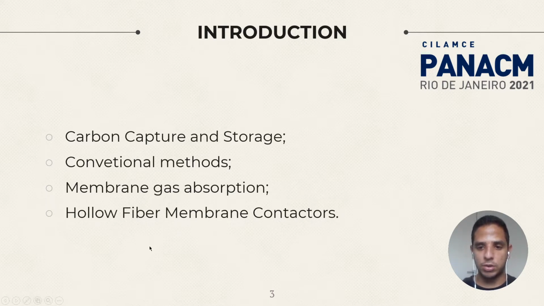membrane contactors, or HFMC. HFMC are equipment that look like a heat exchanger, which has a shell with a fluid flowing on the shell side and has tubes, but those tubes are made out of a selective membrane which lets pass just the solute. So we also have a fluid flowing inside the tubes. Then we have a mass transfer between these streams.